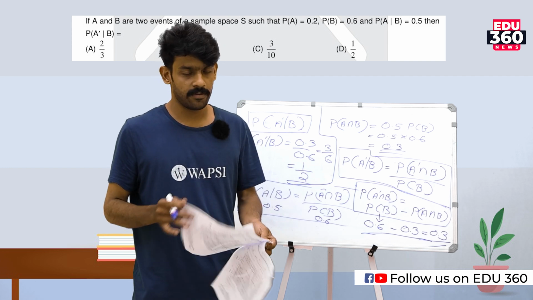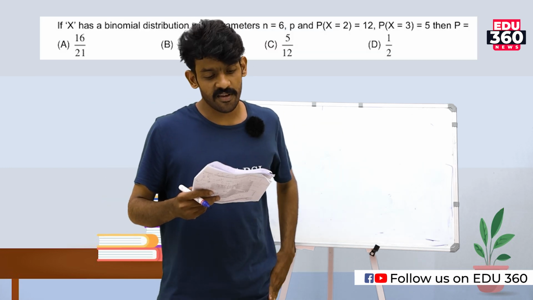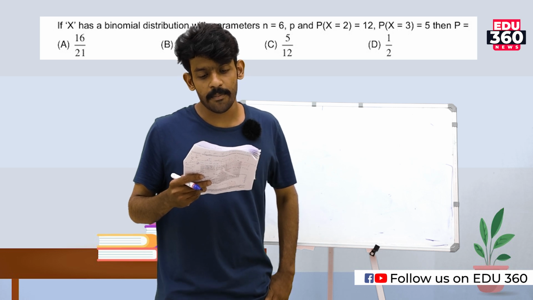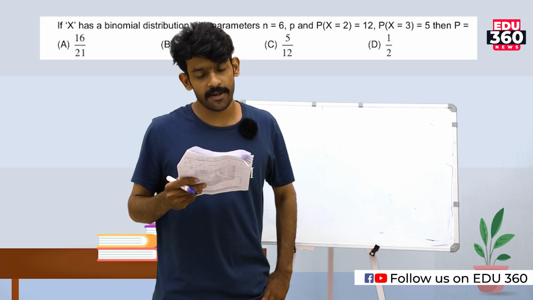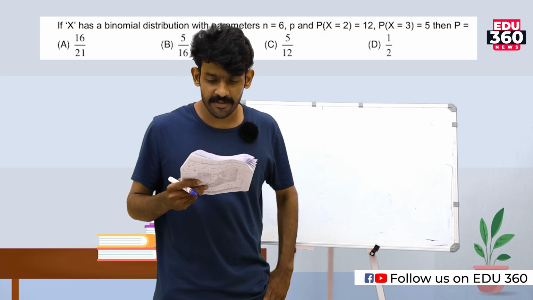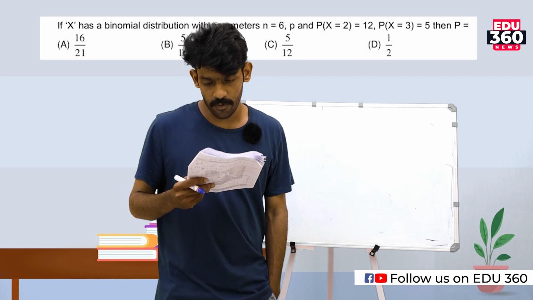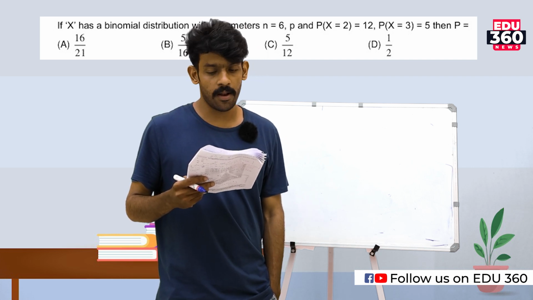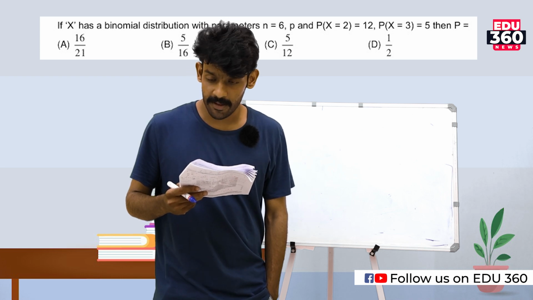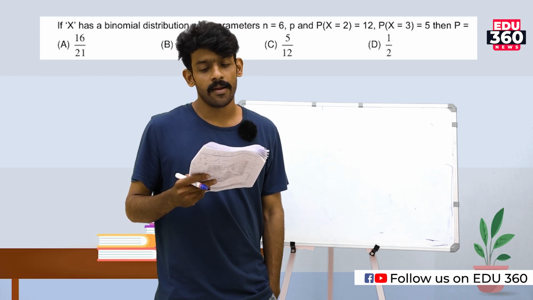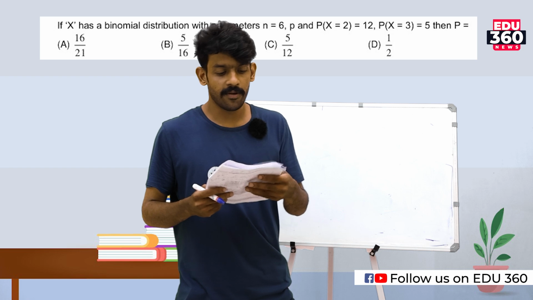The fourth question is: given that X has a binomial distribution with parameters n equal to 6, and P of X equal to 2, the value is given as 12, and P of X equal to 3, the value is given as 5, then we need to find P. So that is the question.